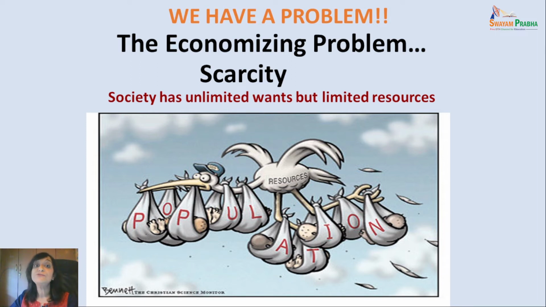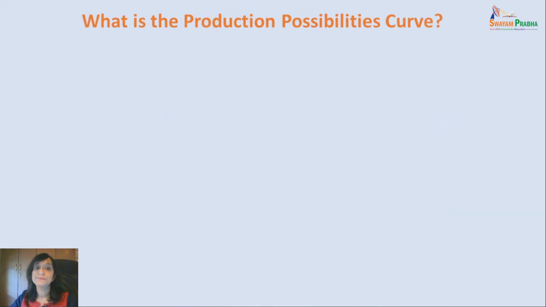And the governments have to take care that these resources are allocated for the best possible use. That is, we achieve efficient utilization of the resources in the production of those things which the society wants. So that gives rise to the three basic problems of economics: what to produce, how to produce, and for whom to produce. And that problem we solve by using the concept of the production possibilities curve, PPC.